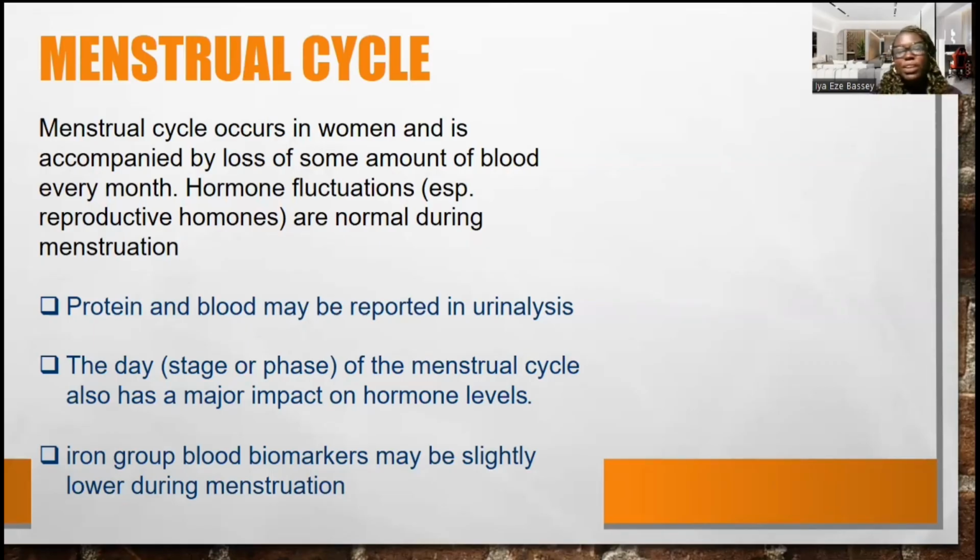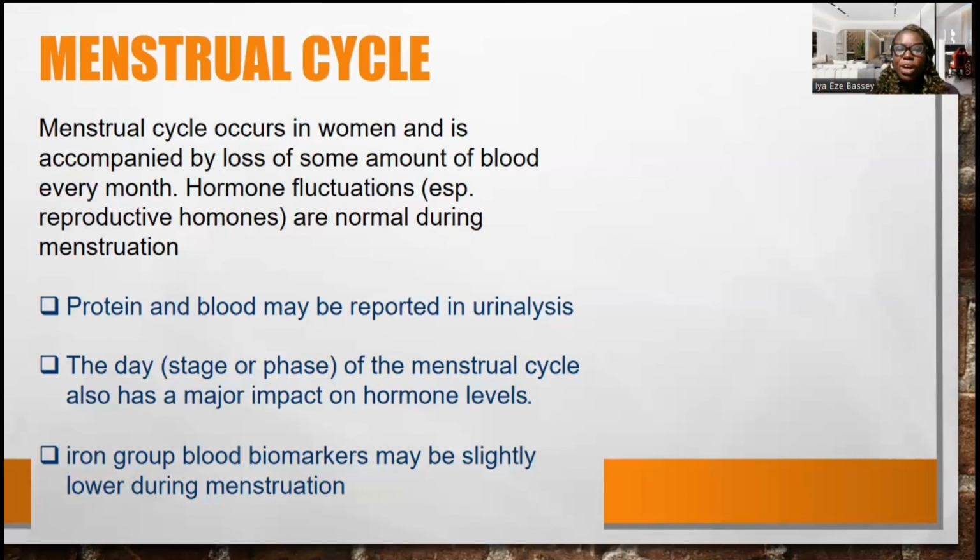Then menstrual cycle. Like we all know, menstrual cycle occurs in women and is accompanied by some loss of blood every month. You have hormone fluctuations, especially of the reproductive hormones, because at different times of the menstrual cycle, different things occur. You have the follicular phase, which is like a growth phase. You have the menstruation phase, shedding of the epithelium and things in the womb and all that. You have the luteal phase, which is working towards release of the egg and hoping that that egg will be fertilized and form a pregnancy. You have the ovulation period, release of the egg. So during all those periods of the cycle, you have fluctuations, all right?